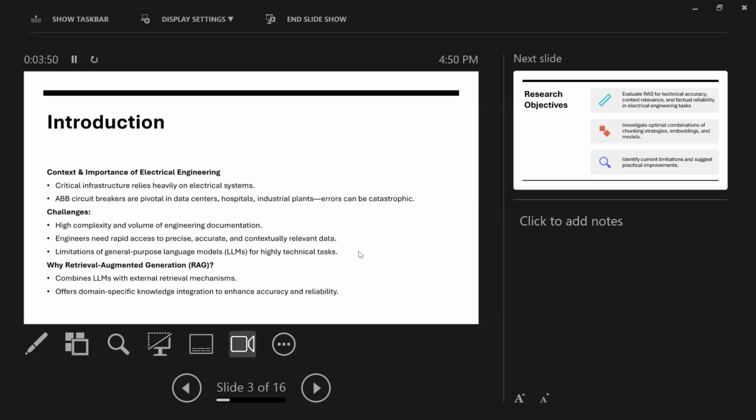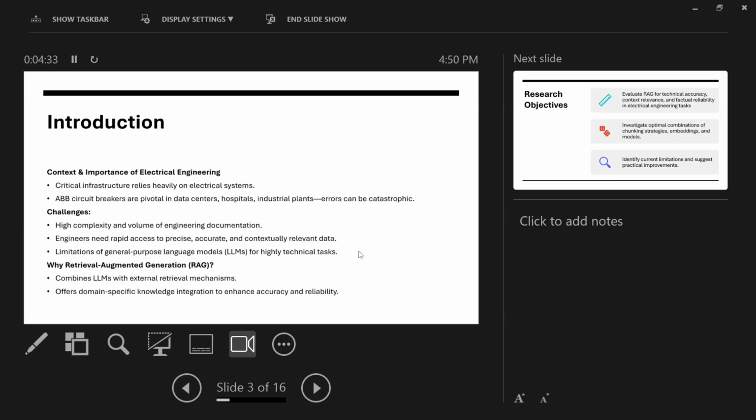So what are the challenges? It's the high complexity and volume of engineering documentation, as I just said with this example. And we need rapid access to precise, accurate, contextual, relevant data. This comes from the material submittals, which should be provided by the vendors of such devices. For example, for circuit breakers, we have a company called ABB. That's the company name, it's not an abbreviation. For my work here, I decided to use some of the documentation for a certain breaker that they have, which is the Emax 6.2 air circuit breaker.